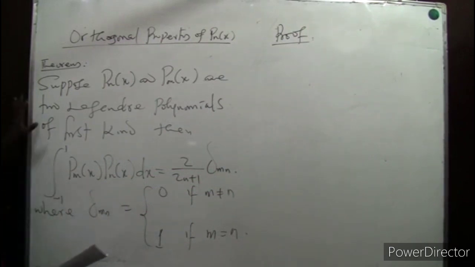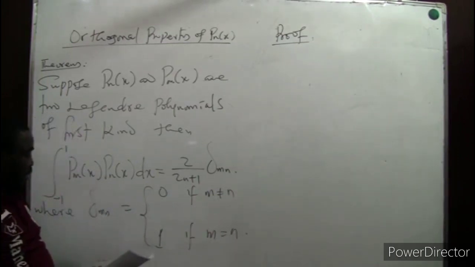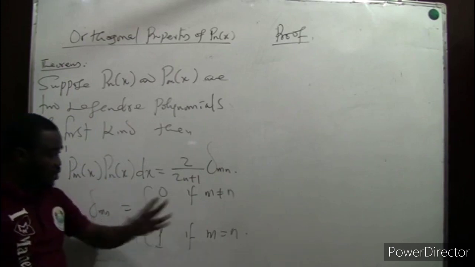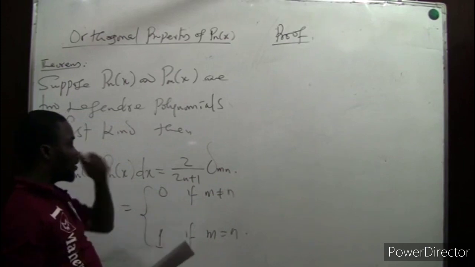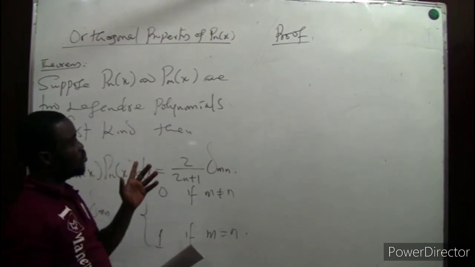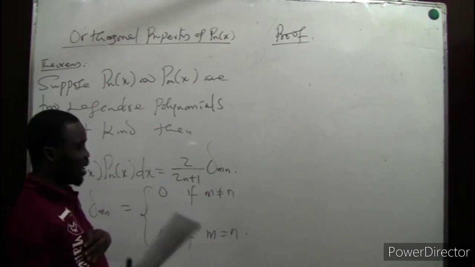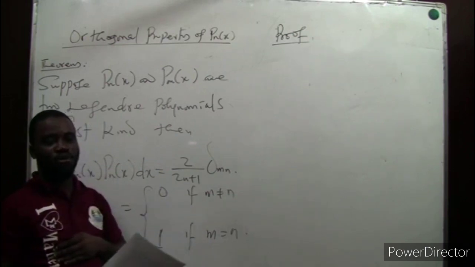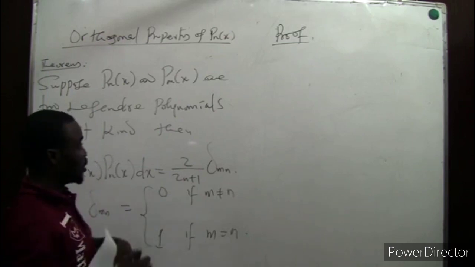As seen in the theorem, we are going to divide the proof into two parts. The first part, if m and n are not the same. And the second part, if m and n are the same. If m and n are not the same, we will start from the Legendre equation itself. And if m and n are the same, we are going to make use of the generating function of Legendre. So let's take the first part.